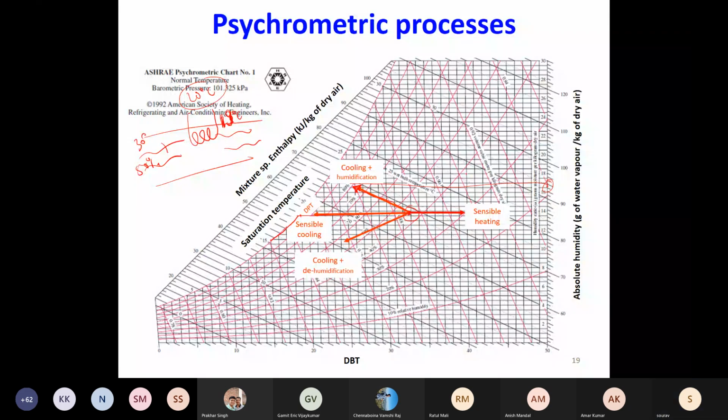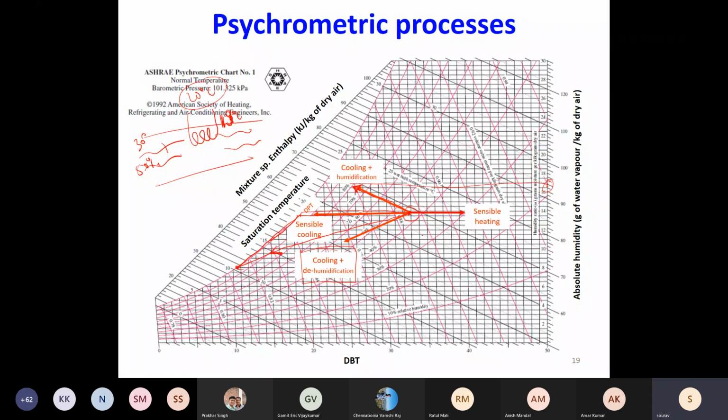Cooling plus dehumidification will happen if you have a cooling coil temperature lower than the dew point temperature, like this. And as I told you, we will just denote the entire process by joining the initial and final point. So this is your cooling plus dehumidification process.